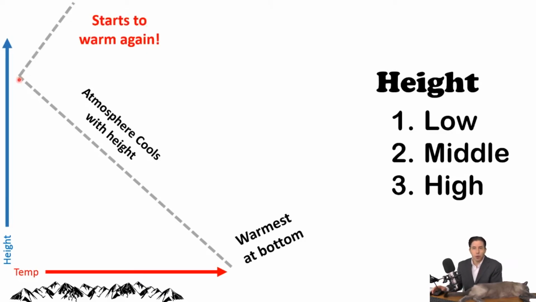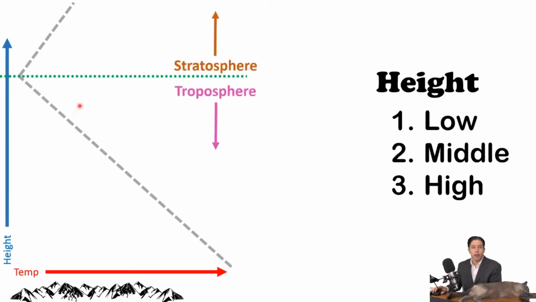Now the reason it gets warmer again, we don't have time to get into that, but it has to do with the ozone layer. But this little corner right here, the transition from when it gets colder with height to where it gets warmer with height, that forms a natural boundary between two layers in the atmosphere. All the air below that point is called the troposphere, and all the air above that point is called the stratosphere. It turns out that all the clouds we see are in the troposphere. All the weather happens in the troposphere. Not much happens in the stratosphere.